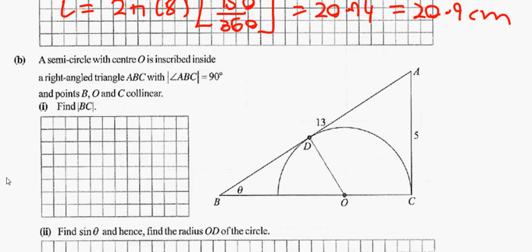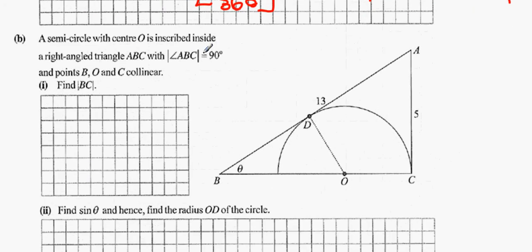A semicircle with center O is inscribed inside a right angle triangle. So this semicircle is inside the right angle triangle. The points B, O, and C are collinear, so B, O, and C are on the same line. It's a right angle triangle, which makes that 90 degrees. And what we do is, once we define the length of BC, now what we can see from this is it's very much a right angle triangle.